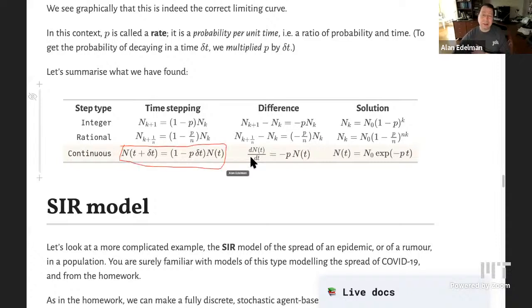Why can't you just exponentiate like you did here? Of course you kind of can, but you see that when delta t goes to 0, all you end up with is n of t equals n of t. It doesn't give you any information. You've got to turn it into this form.